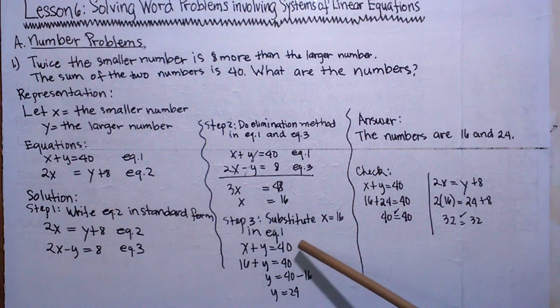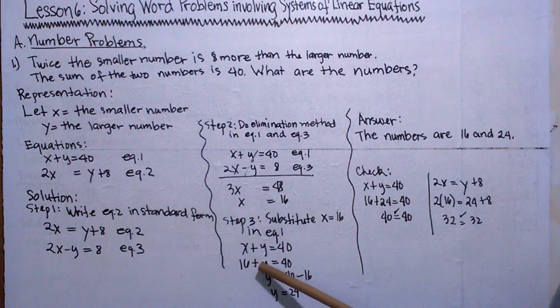So, this is now equation 1. I substituted x equals 16 into x plus y equals 40. To get the value of y, transpose 16 to the other side. So, we now have y equals 40 minus 16, y equals 24.